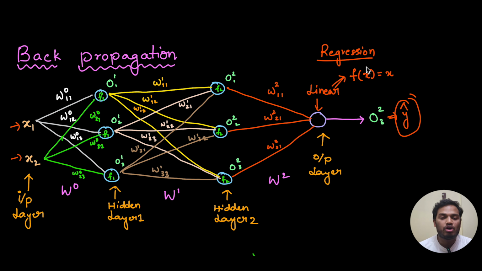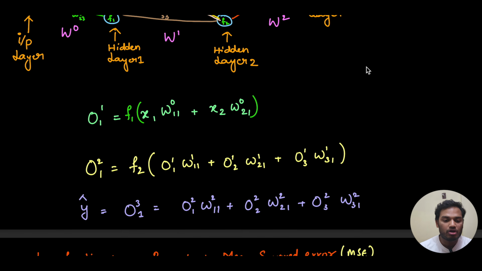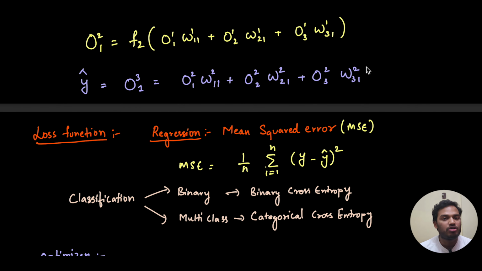And if we are solving a regression problem, what is our loss function? If you remember, the loss function is mean squared error, and the formula for that is 1 by n, summation of i from 1 to n, y minus y cap whole square. And what is this n? This n is nothing but the number of training data points. This we have discussed long back.